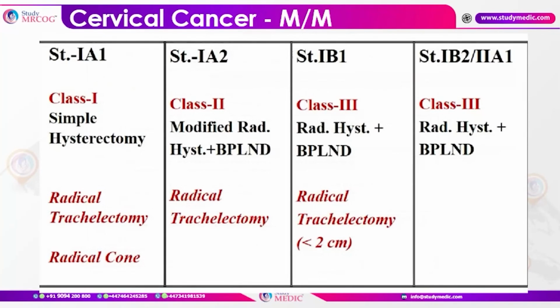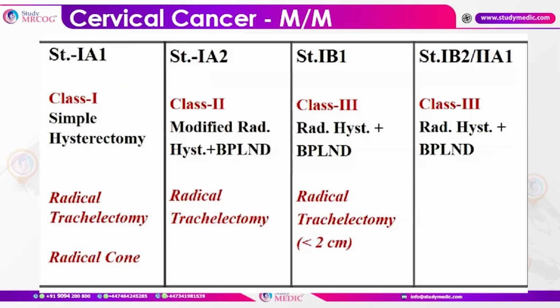So this is in brief regarding the management. In early stage, that is stage 1A1, you can go for simple hysterectomy, radical trachelectomy, or a conization will suffice. In 1A2, you have to go for a modified radical hysterectomy and a bilateral pelvic nodal dissection. In 1A1, the risk of nodal metastasis is very less, that is less than 1%. However, from 1A2 onwards, you have to do the lymph nodal evaluation, either by sentinel nodal biopsy or by bilateral pelvic nodal dissection.